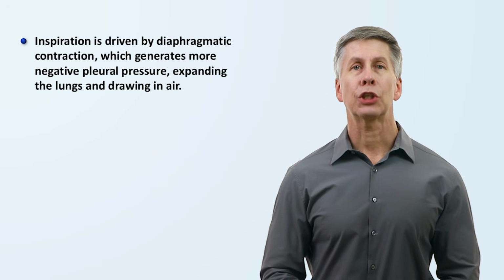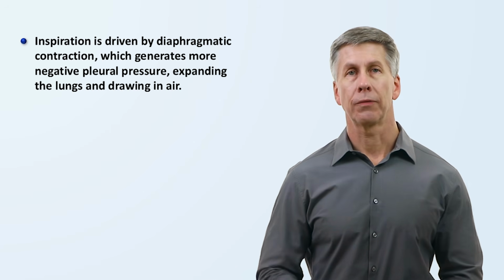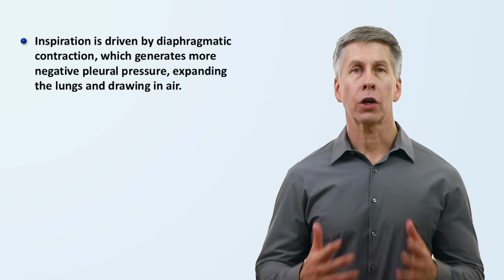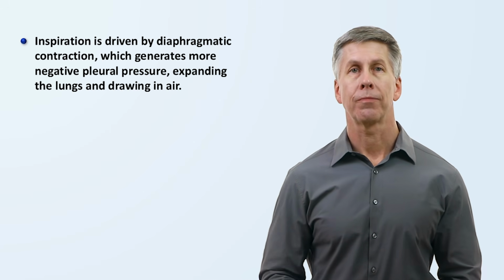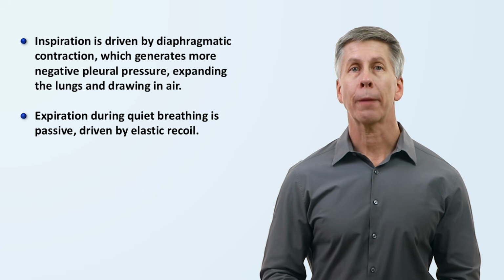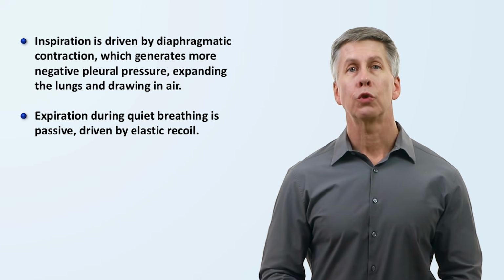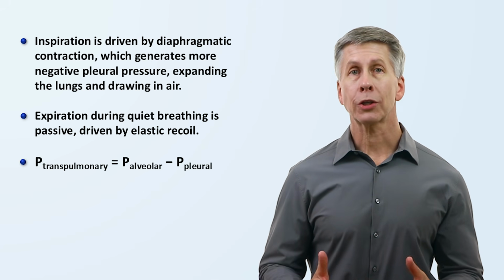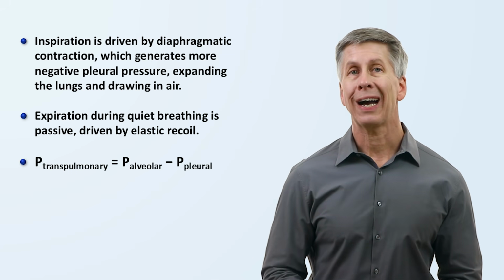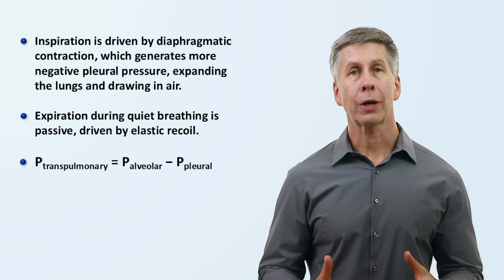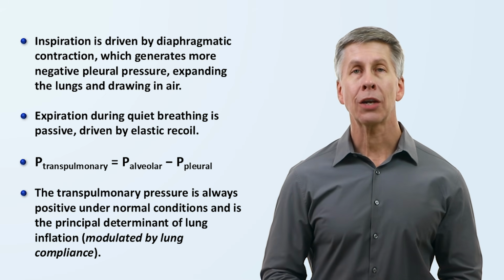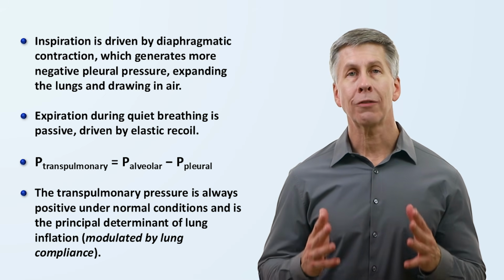Time for a summary. Inspiration is driven by diaphragmatic contraction, which generates more negative pleural pressure, expanding the lungs and drawing in air. Expiration during quiet breathing is passive, driven by elastic recoil. Transpulmonary pressure is quantitatively equal to alveolar pressure minus pleural pressure. It is always positive under normal conditions and is the principal determinant of lung inflation.